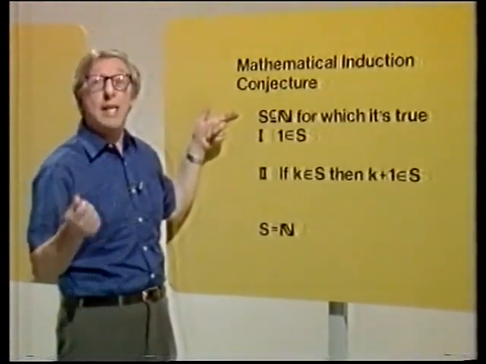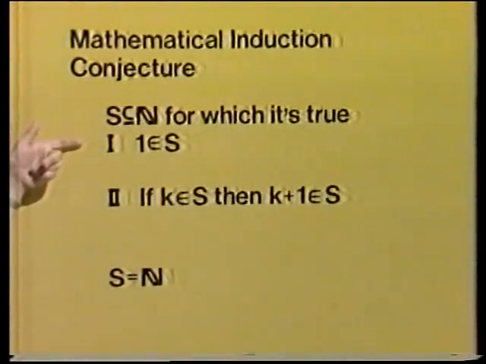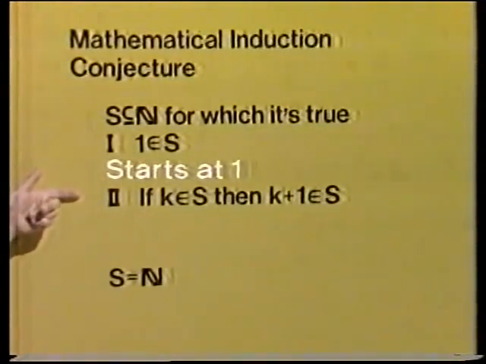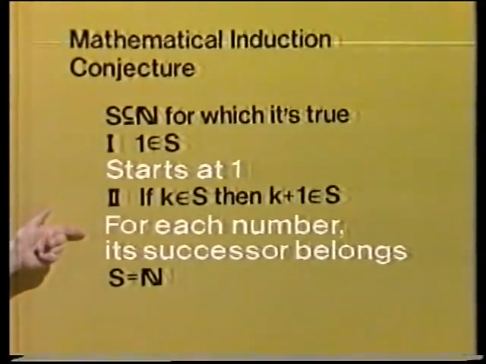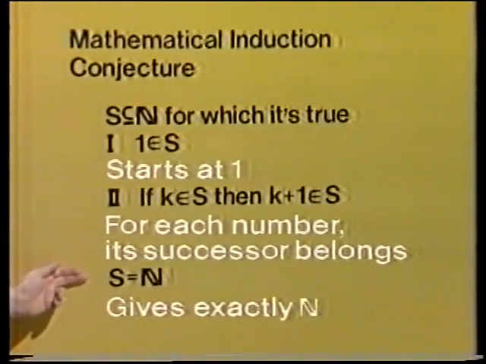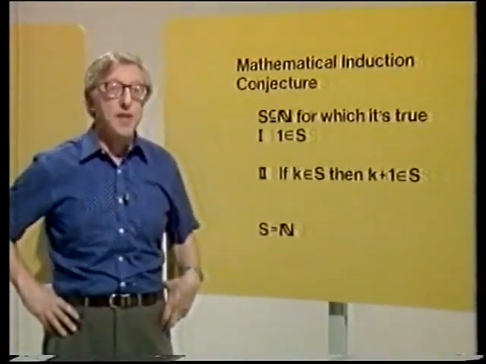So what we need is for S to have the same properties as n. Firstly, 1 belongs to S. That is, it starts at 1. And secondly, if an integer k is in S, then k plus 1 is in S too. In other words, for each number that is in S, the successor is in S. And if we can succeed in showing that S possesses these two properties, then S is in fact equal to n.